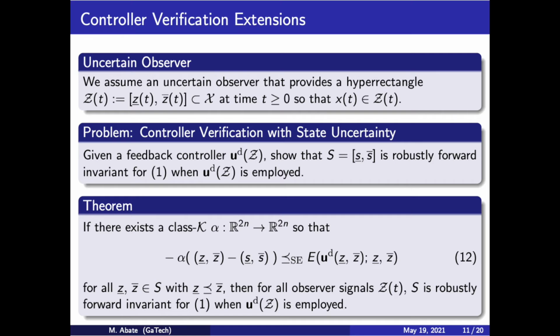Okay, and this allows us to redefine the controller verification problem. So now we're given a feedback controller which operates based on the uncertain state measurements, and we are asked to show that this candidate controller renders a safe set forward invariant when it is applied to the system. The solution to this problem is given by the theorem on the bottom of this slide. So now we have a new embedding system barrier constraint that's given by equation 12. And when this constraint is satisfied, you know that your desired controller, which operates based on these uncertain state measurements, verifies the robust forward invariance of some region in your state space. And this is our first extension.